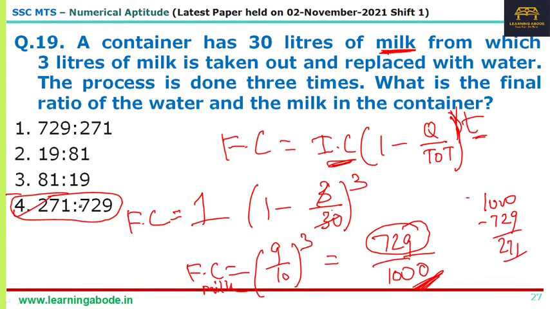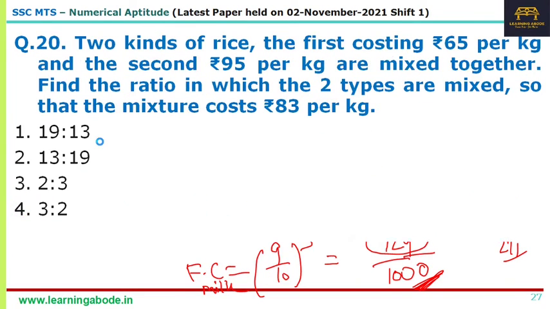If you are familiar with this question, the moment you look at 729 you can mark it here, but you have to be very careful with water and milk, because there is another option with this. So you have to do this carefully. When you are using the formula, just use it very carefully. Please remember, the proportion of milk is getting reduced, so the initial concentration and final concentration stand for milk here. Whichever is getting reduced, that is what you have to use here. So question number 19, answer option 4 is the answer.